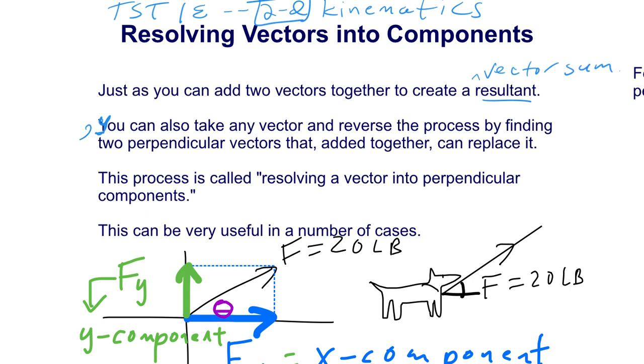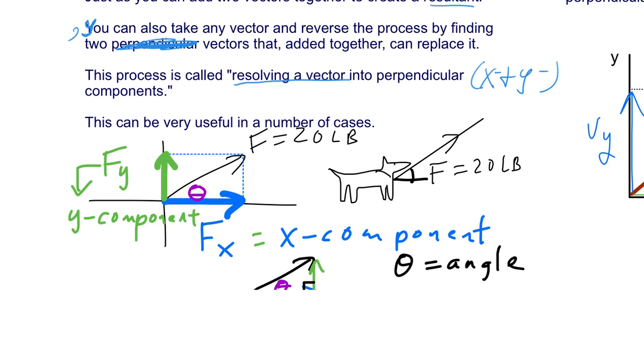You can also reverse that process, and from a vector you can find what we call its x and y components. In other words, we will teach you how to resolve a vector into its perpendicular x and y components. Okay, for example, look at this.